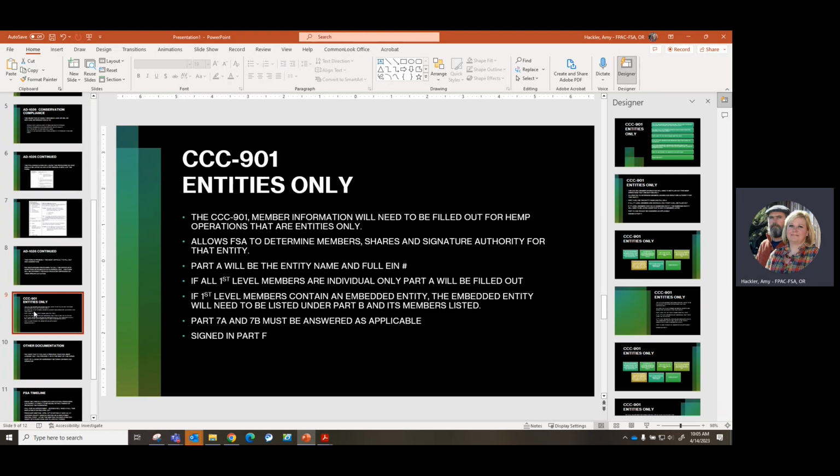Part A will be the entity name and full EIN number. If all first level members are individuals, then only Part A will need to be filled out. If any of those first level members contain another embedded entity, that embedded entity will need to be listed under Part B and its members listed accordingly. Part 7A and 7B must be answered as applicable, and then whoever can sign for that entity will be signing in Part F.